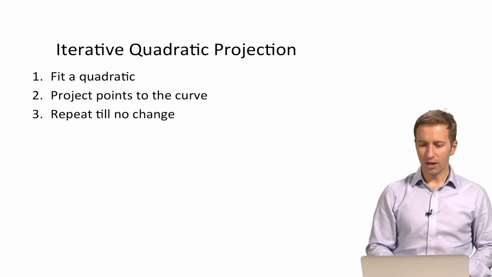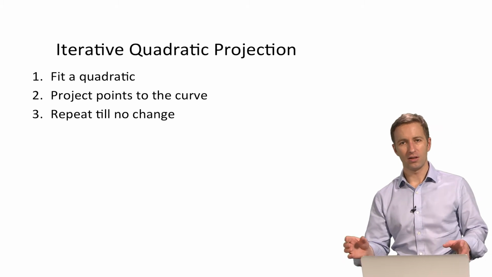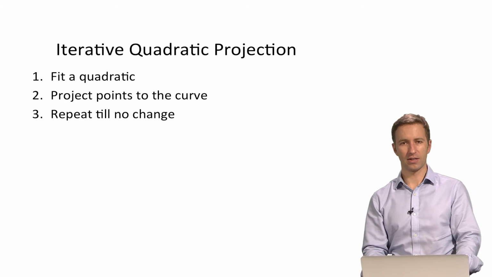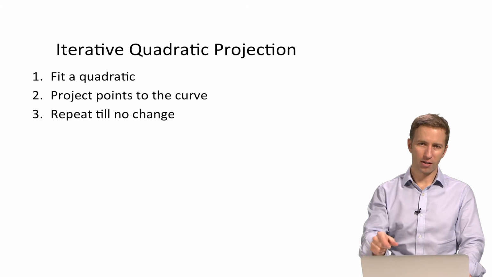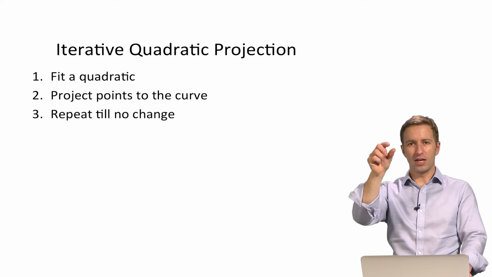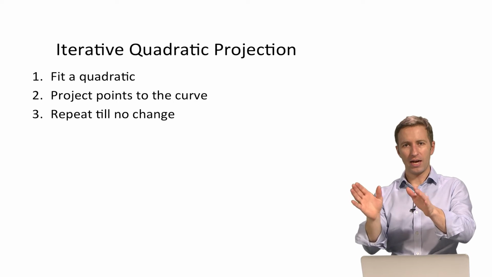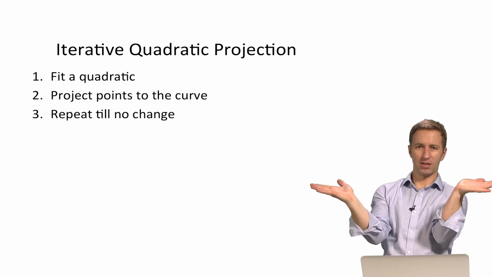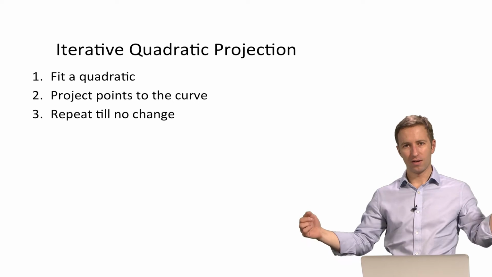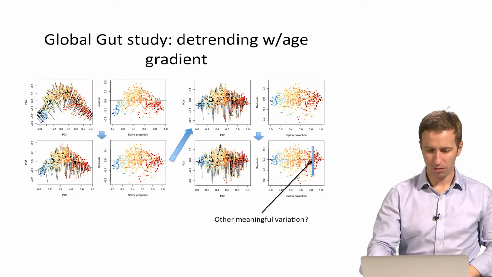So iterative quadratic projection, very simple approach. It takes the first two axes of PCoA, where you have this arch effect, tries to fit a quadratic function to the data. Then it projects the points to their nearest position on the curve, and then just kind of unfolds them. If there's any curvature left, it fits another quadratic, projects the points onto the curve and unfolds them again, and it repeats until there's no change.